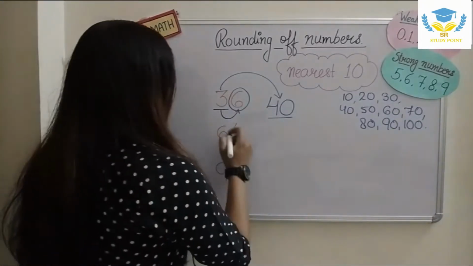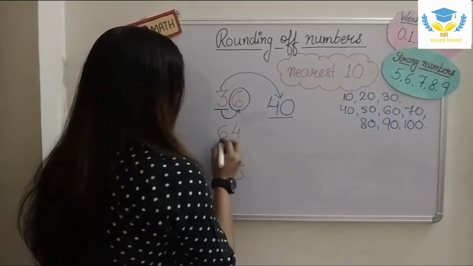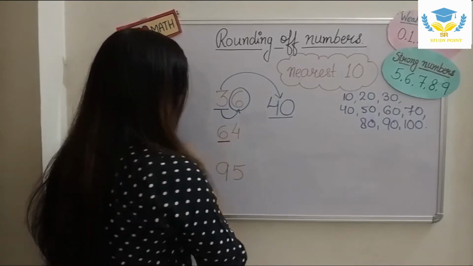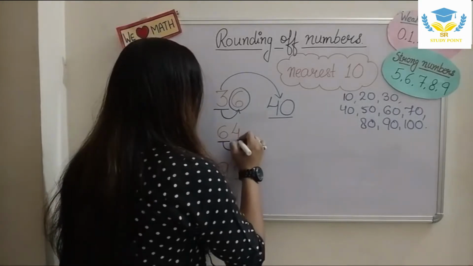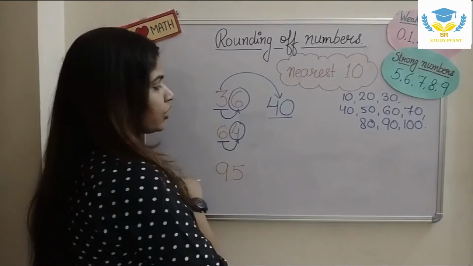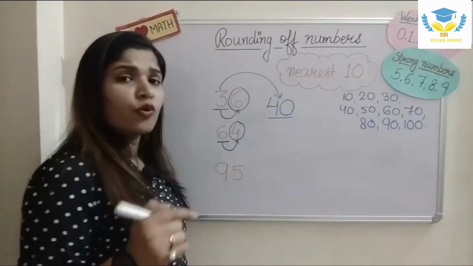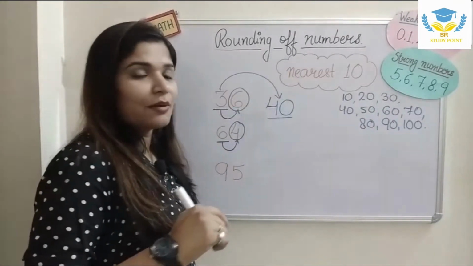Next number is 64. Again we need to count ones, tens. 6 is at the tens place and we will circle the number just at the right side of this number, that is 4. Now children, let us see, is 4 a weak number or a strong number? Yes, it's a weak number.